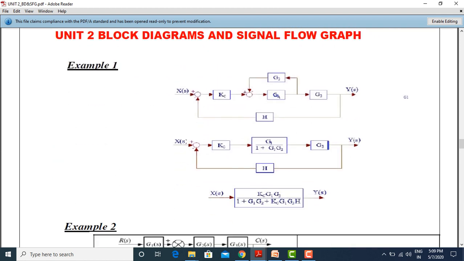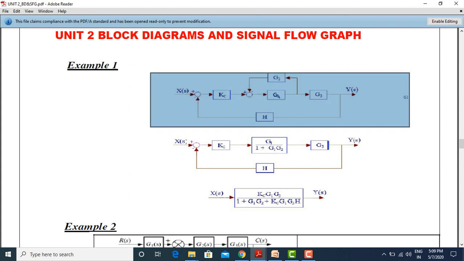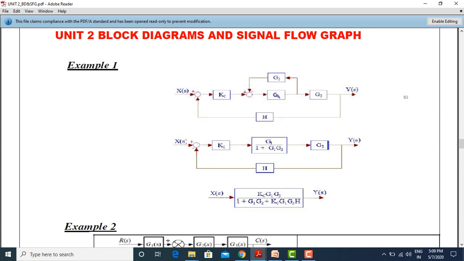Now let's see one example. First of all, observe the diagram. In this, input is given, output is given, summing point is given, 2 takeoff points are given, G1, G2, G3, H and Kc.